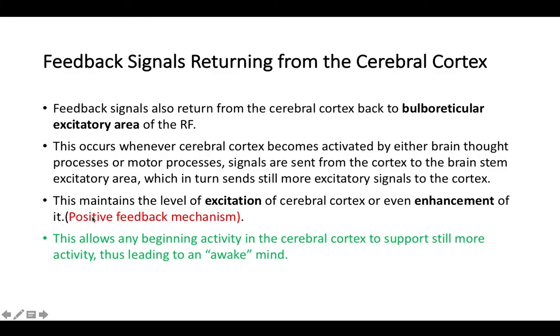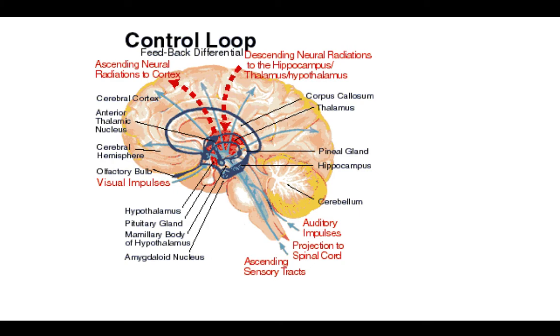You would have come across this term in several areas in physiology, positive feedback mechanism, starting from your homeostasis to so many topics. Alright, so it is a positive feedback mechanism which goes on as long as the effect needs to last. Okay, so what is the importance of this mechanism? This allows any beginning activity in the cerebral cortex to support still more activity, leading to an awake state of mind. So you can see here the to and fro loop from the cortex to the reticular formation and back to the cortex.